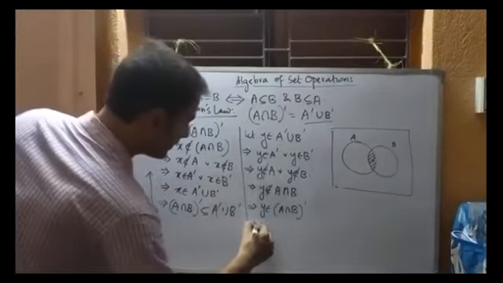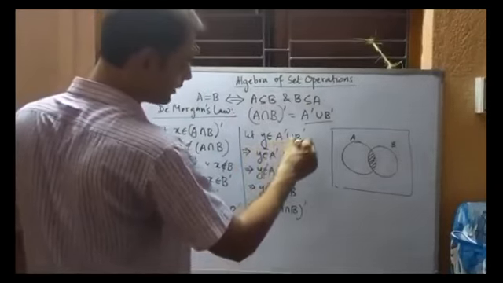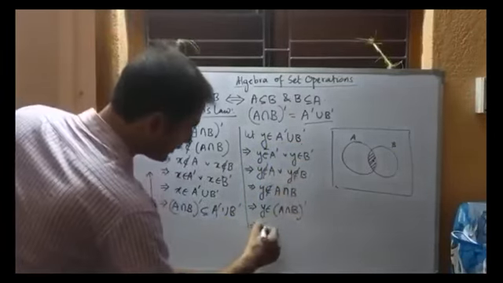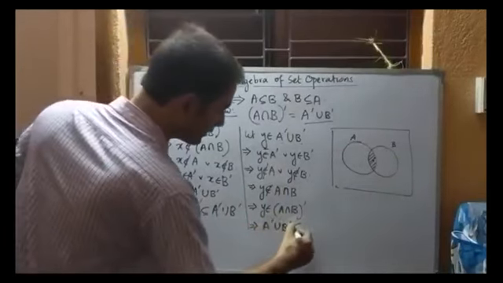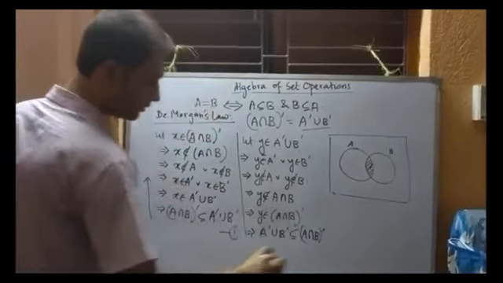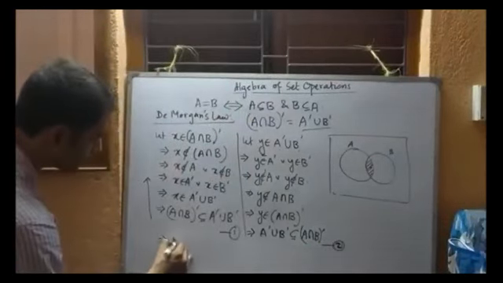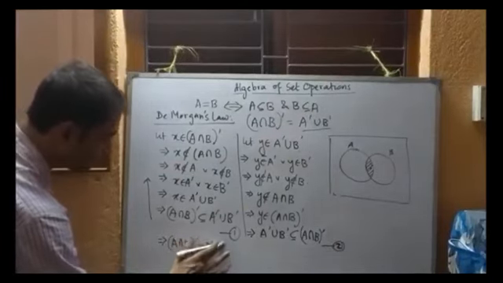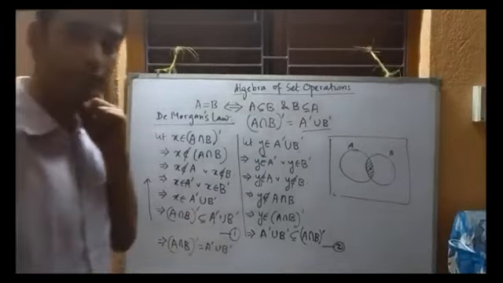So from here we can say, since every element of A complement union B complement is an element of (A intersection B) whole complement, we can say the set A complement union B complement is a subset of (A intersection B) whole complement. By the subset properties, we can say that these sets are equal. So this is another way to prove the equality of two sets.